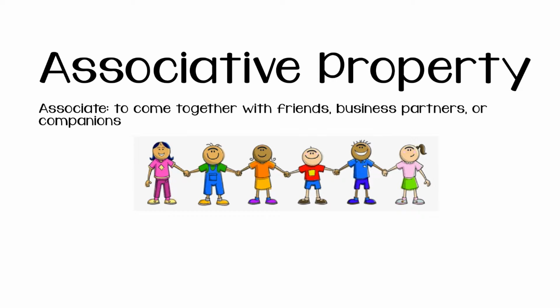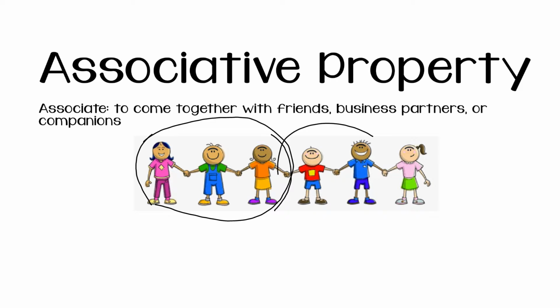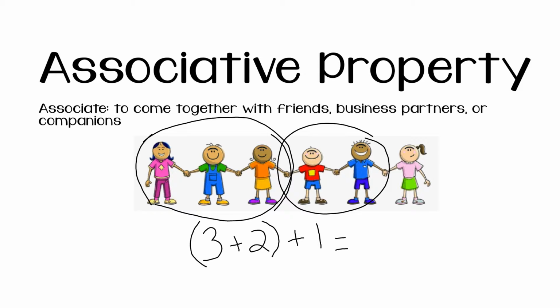So let's say that today at recess, these 3 friends decide that they want to hang out with these 2 friends. So we're going to say these 3 friends plus these 2 friends are hanging out together, and then this poor girl is still off to the side all by herself. Now we still have a total of 6 students because we haven't lost or gained any, but they're just hanging out differently. We have these 5 kids right here hanging out together. They're associating with one another.